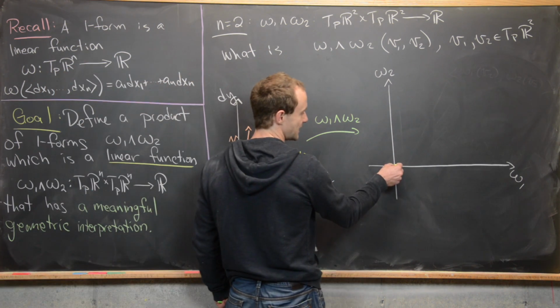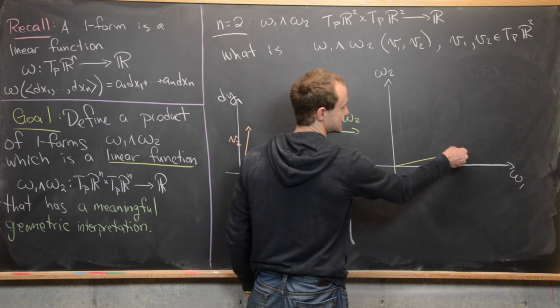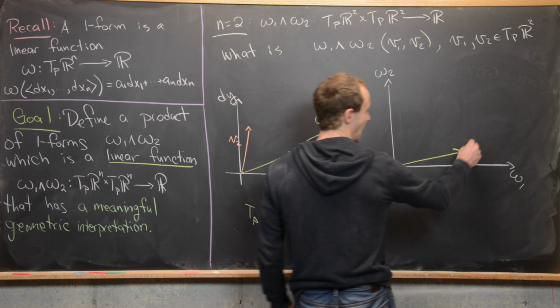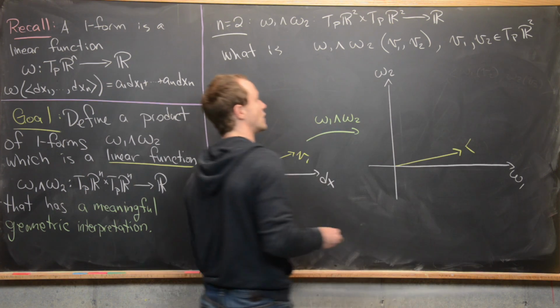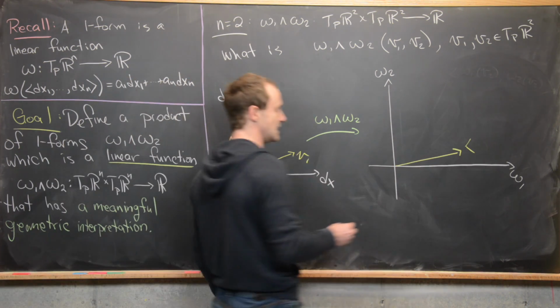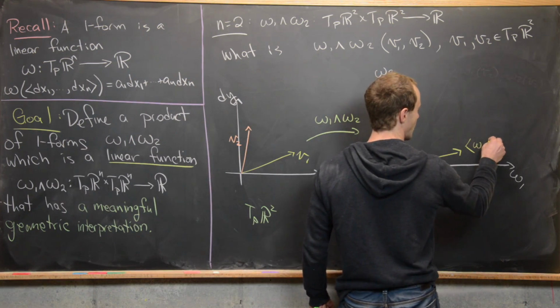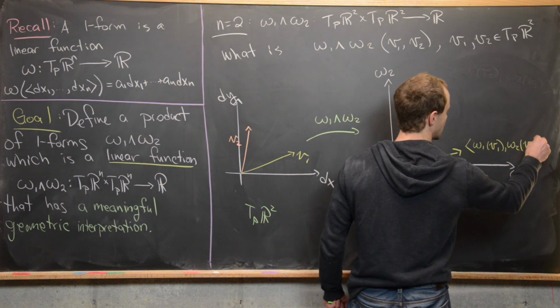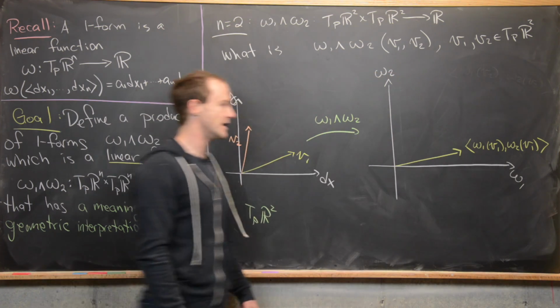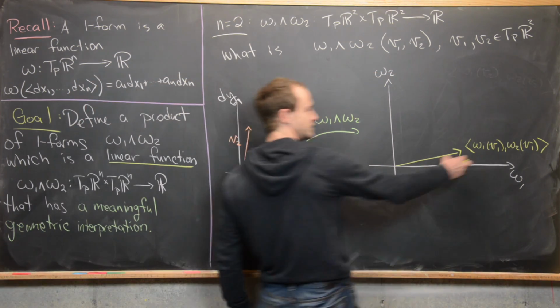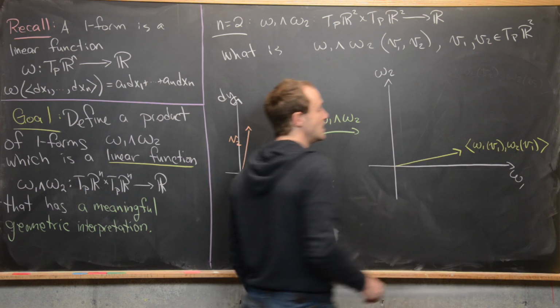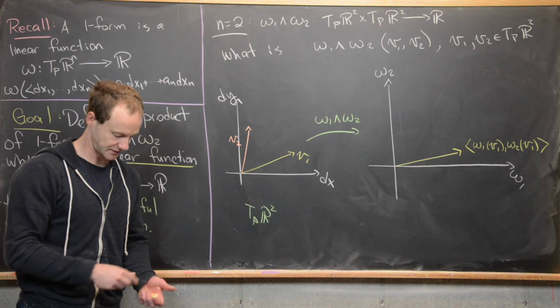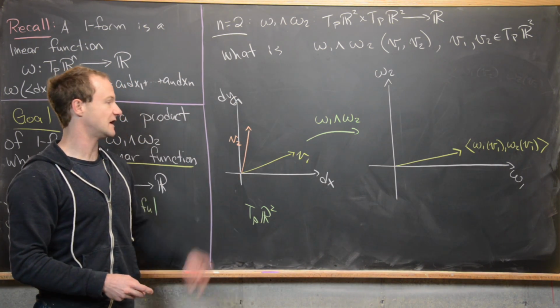So let's maybe draw a picture of what that would look like. Let's say that's our new vector, and it has components in this omega 1 omega 2 plane in the following setup. We have omega 1 acting on v1, and then we have omega 2 acting on v1. Again, recall that this is just a number and this is just a number. Those are the components for this vector. Now we're going to do a similar thing for v2.